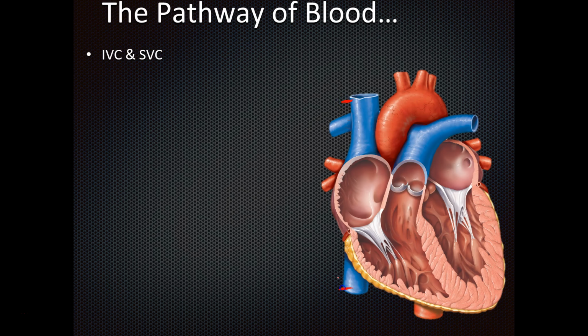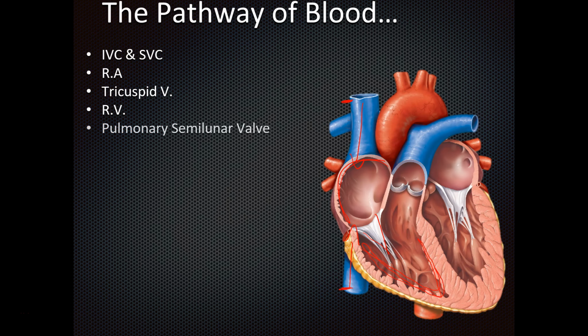Now, if we go through the pathway of blood, we start off with the superior and inferior vena cava. Follow that blood downward and upward. We're going to go into the right atrium. From the right atrium, we go through the tricuspid valve. After the tricuspid valve, we end up in the right ventricle, right here. From the right ventricle, we pass through the pulmonary. Why is this pulmonary? Well, it's headed towards the lungs now. Pulmonary semilunar valve. Okay, and these are called semilunar because they're half moon shaped.